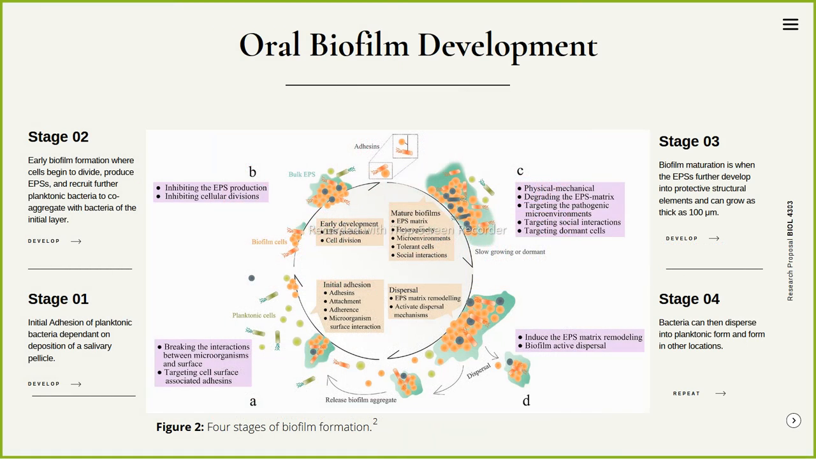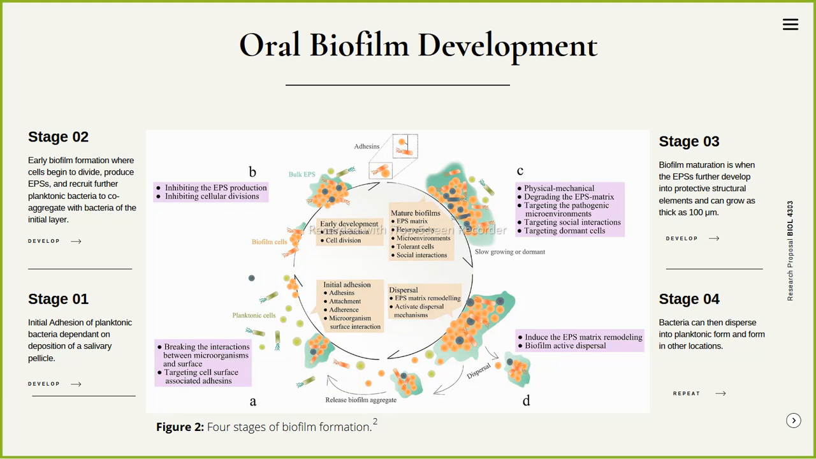So looking at biofilm development, specifically oral biofilm development, it's generally characterized by 4 stages. We have the initial adhesion of the planktonic bacteria, and this is actually dependent on the deposition of a salivary pellicle. Then in stage 2, the cells begin to divide and produce their EPSs, and they can recruit further planktonic bacteria to co-aggregate with the bacteria of the initial layer. In stage 3, the biofilm begins to mature, and the EPSs develop into structural elements to protect them. These could grow up to about 100 micrometers in length.